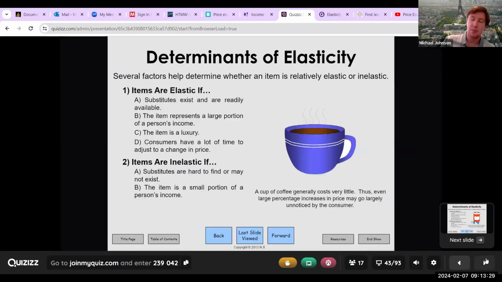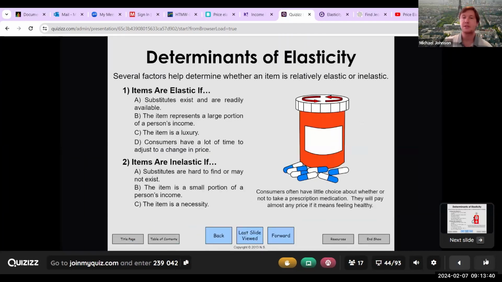The item is a small portion of the person's income, so a cup of coffee generally costs very little. Thus, even a large percentage increase in price may go largely unnoticed by the consumer. The item is a necessity, so consumers are often given little choice about whether to take a prescription medication. They will pay almost any price if it means feeling healthy, so that would be an inelastic good.